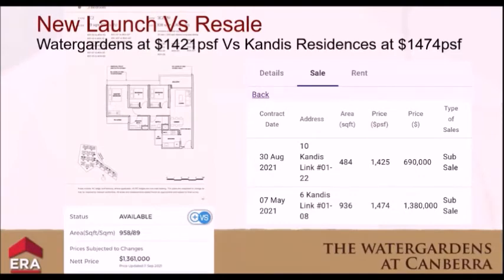Let's take a look at a similar unit at Watergardens. I also selected a ground floor unit, the cheapest 3 bedroom unit at Watergarden, that is 0113 at 1.361 million. Our PSF is only at 1421 PSF. Are you sure? You ask me. New launch is still cheaper than resale, and Candice Residence is not even near the MRT. We are just 350 meters to Canberra MRT.